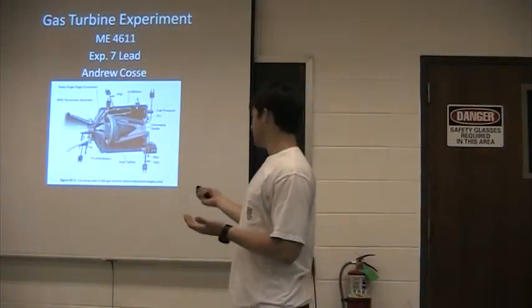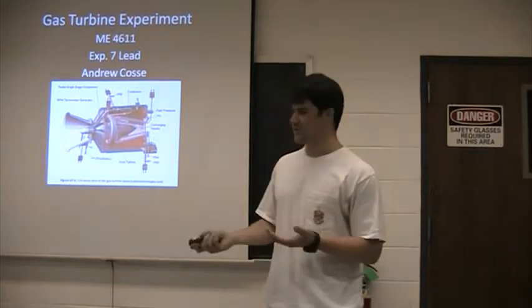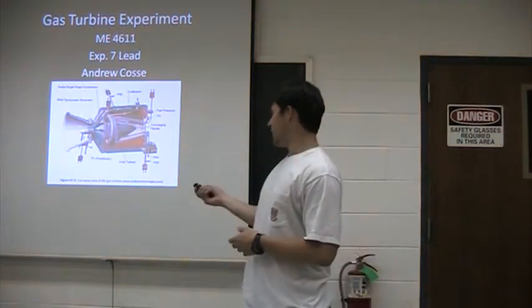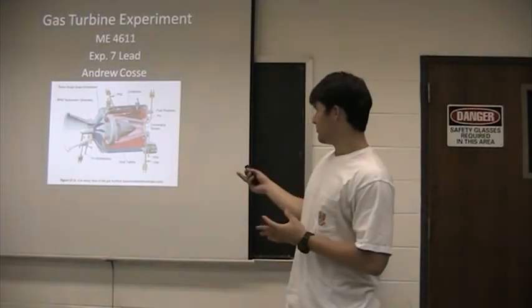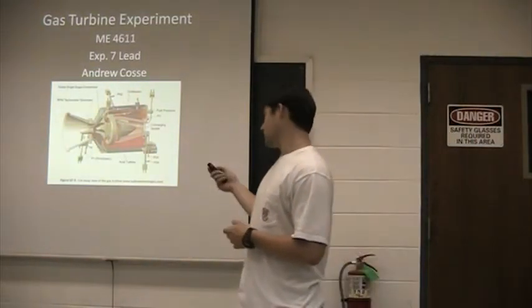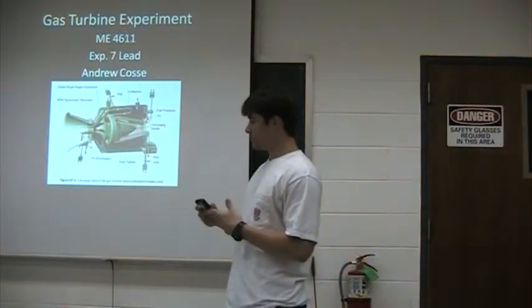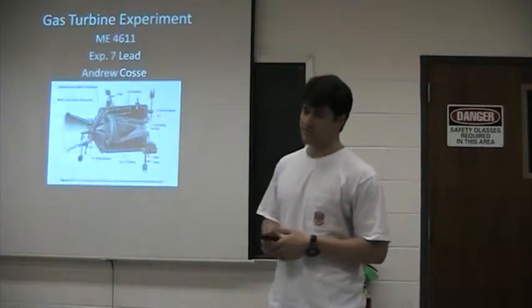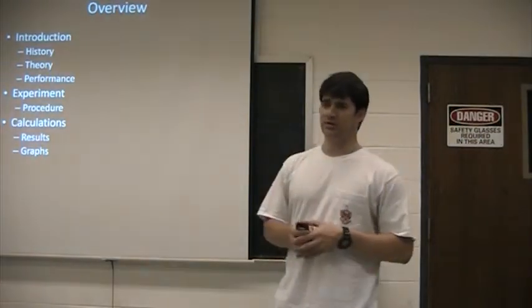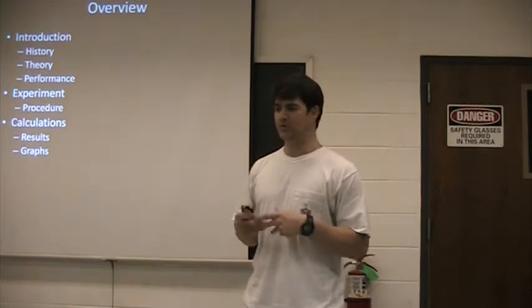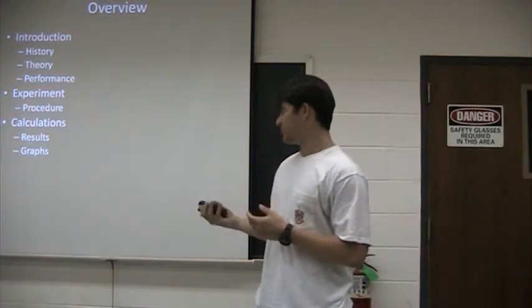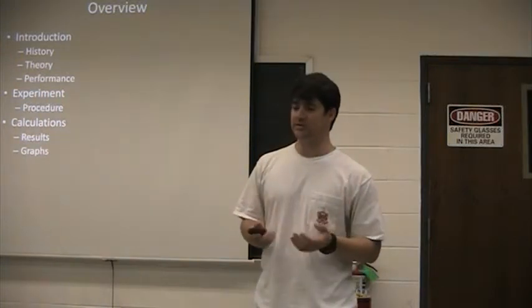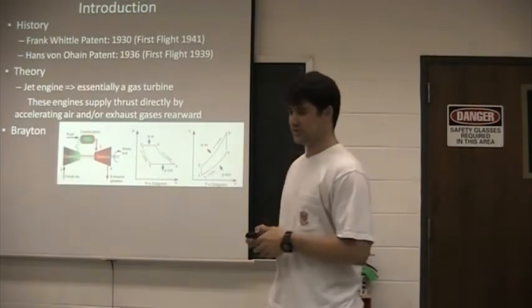This is a picture diagram of what the gas turbine looks like. Your air is going to enter here, go through the compressor, and then it's going to combust with the fuel, and then exit through the turbine and exit through the convergent nozzle. I'm going to give you a little introduction with the history, go into the theory of performance. Then I'm going to get into the experimental procedure and go over some results and graphs from the calculations.